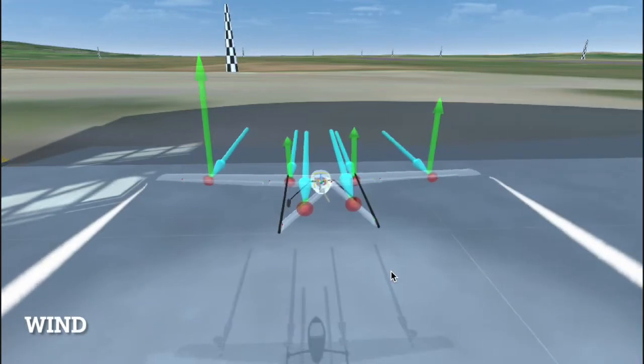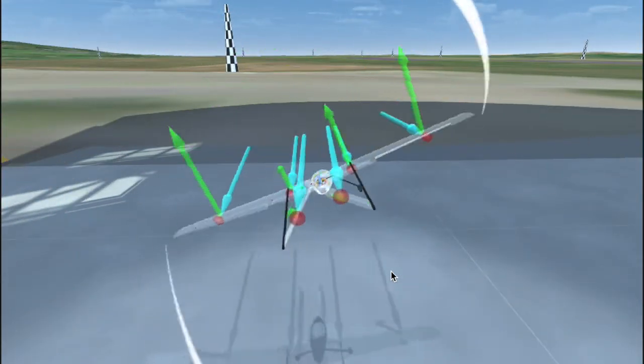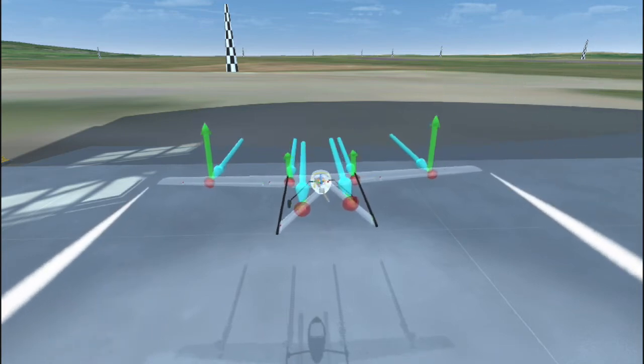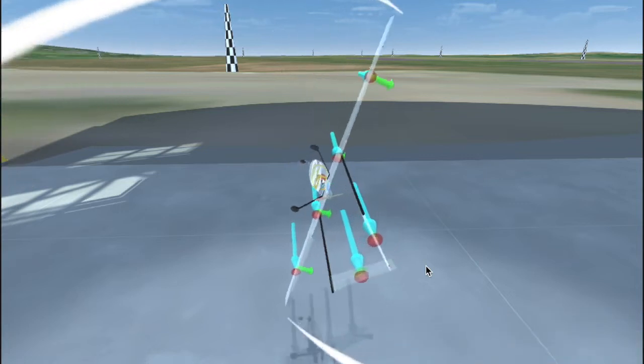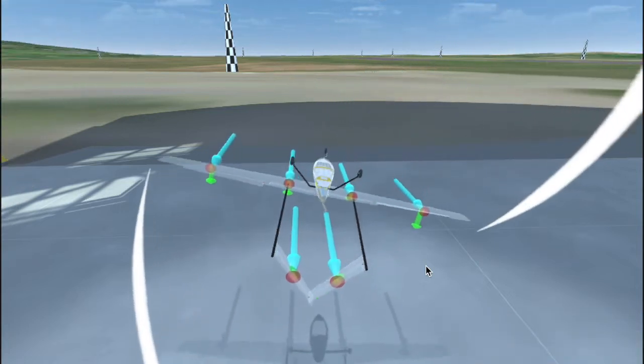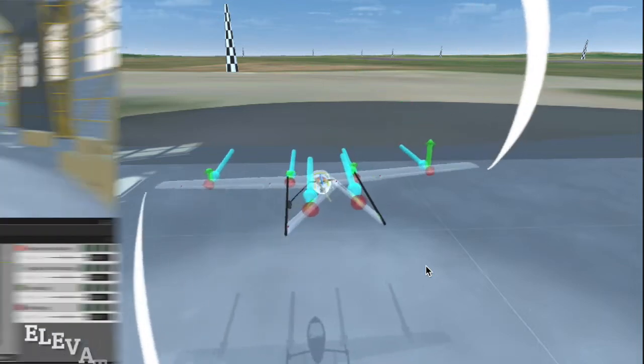Now the wind velocity was varied. This is at a high relative velocity, and you can see that the roll rate is pretty substantial. However, when the wind speed is reduced, now you can see that the green arrows have reduced in magnitude, and now the roll rate is much slower.